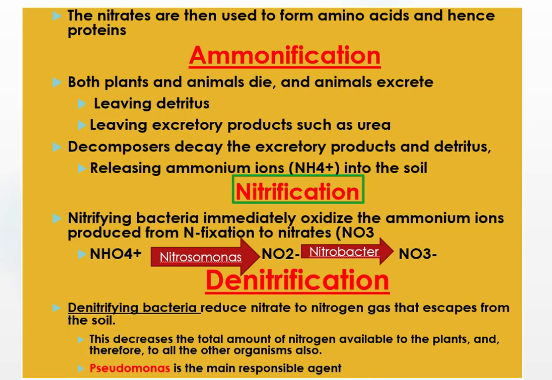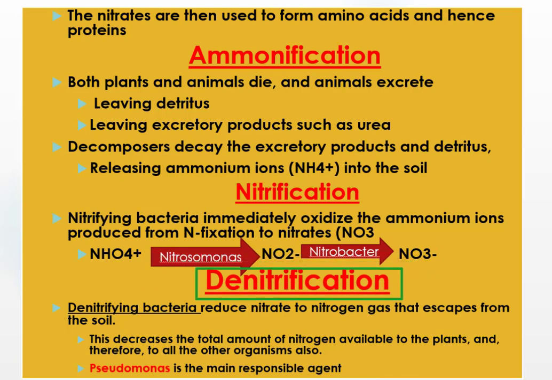Nitrification is the production of nitrates from ammonium or ammonia. This process is accomplished in two steps. One is bacteria of the genus Nitrosomonas oxidizes ammonia to nitrites. The second one, bacteria of the genus Nitrobacter oxidize nitrites to nitrates. These two groups of autotrophic bacteria are called nitrifying bacteria.